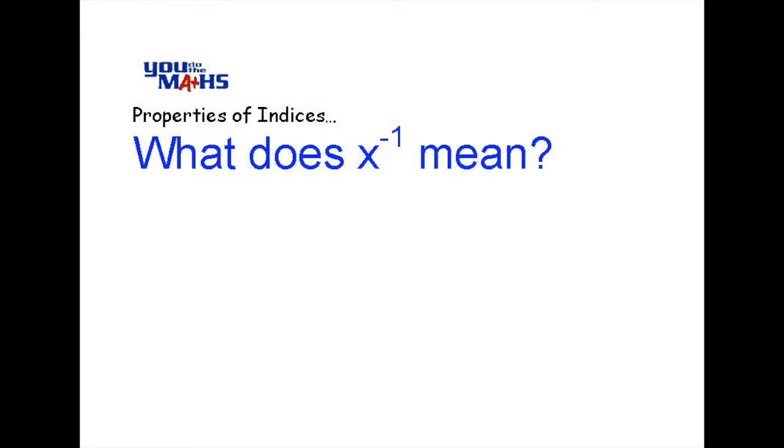In this section we examine what it means to have a negative index. So what does x to the power of negative 1 actually mean? We know what x to the power of 2 means. It means multiply x out 2 times, or x to the 3 means multiply x out 3 times.